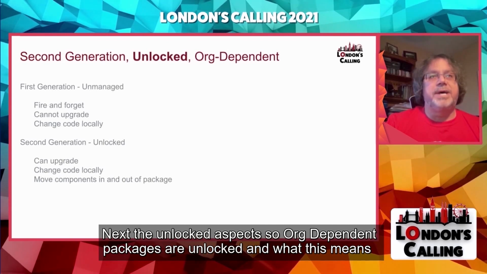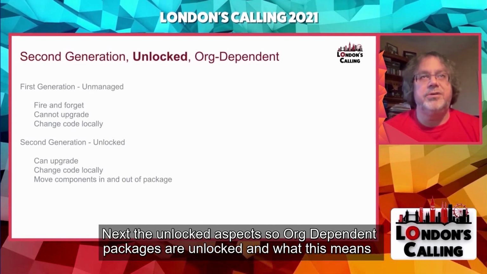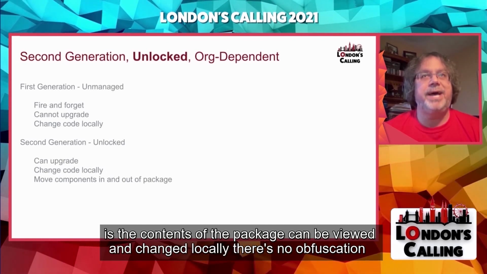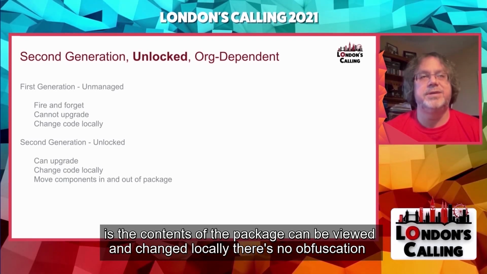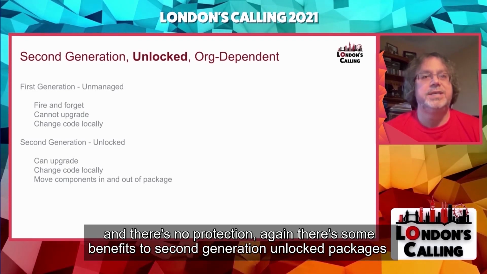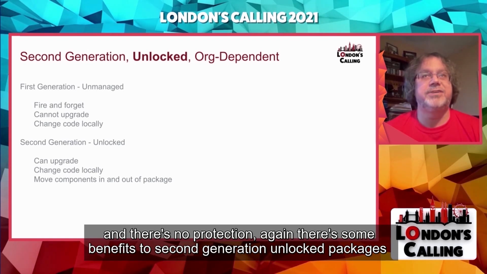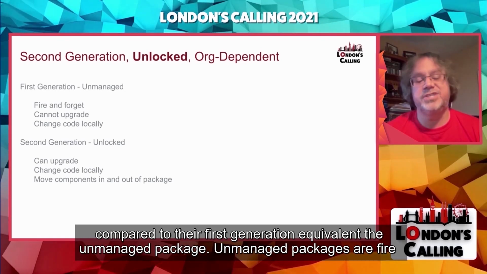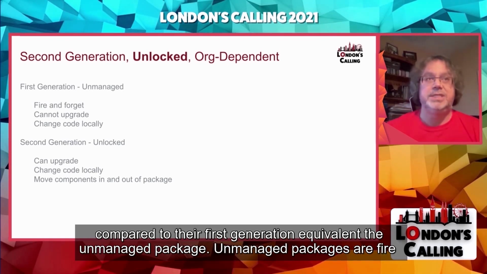Next, the unlocked aspects. Org-dependent packages are unlocked, and what this means is the contents of the package can be viewed and changed locally. There's no obfuscation and there's no protection. Again, there are some benefits to second generation unlocked packages compared to their first generation equivalent, the unmanaged package.